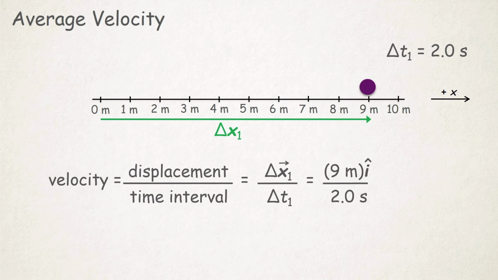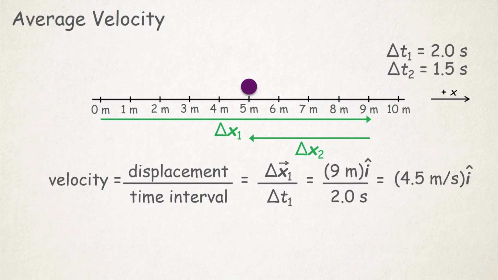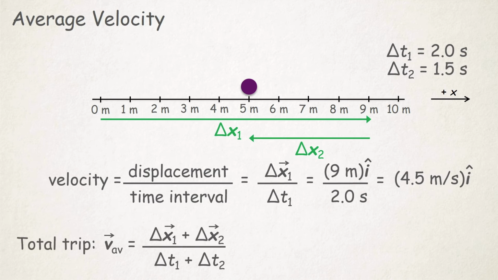You can divide that by 2 seconds, which is the time interval of that displacement, and you get an average velocity of 4.5 meters per second in the positive x direction. The ball then moves 4 meters in the negative x direction in 1.5 seconds. So let's include this motion to find the average velocity of the total trip.